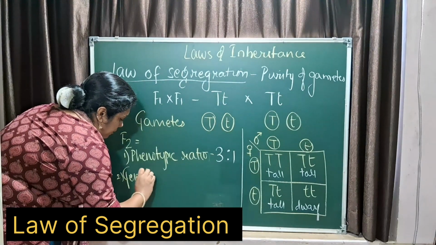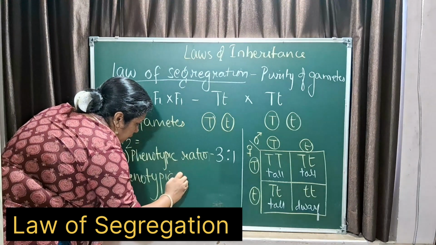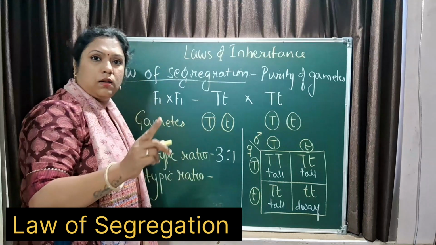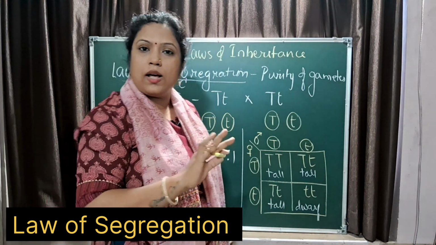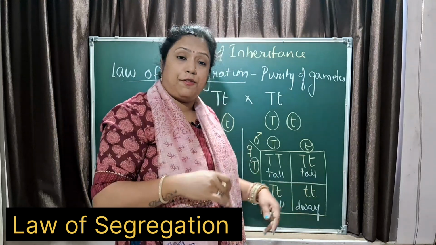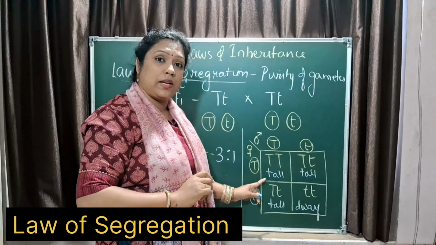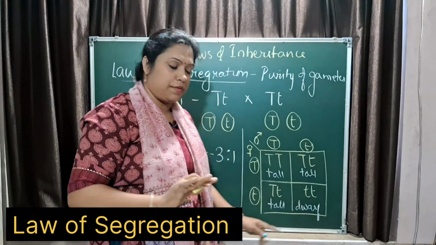Genotypic ratio of monohybrid cross. Genotypic ratio of the F1 is what? Nothing, 1, because there is only one type of progeny that is formed in the F1. All are heterozygous tall. But in F2 you have got 3 different types of genotype. 1 is homozygous tall, 2 is heterozygous tall and 1 is dwarf.